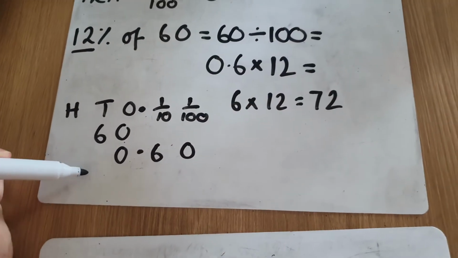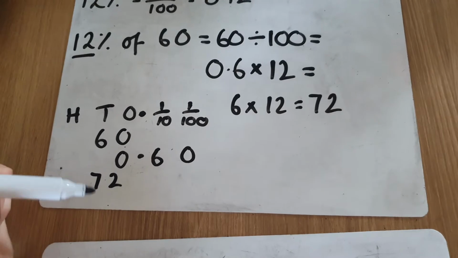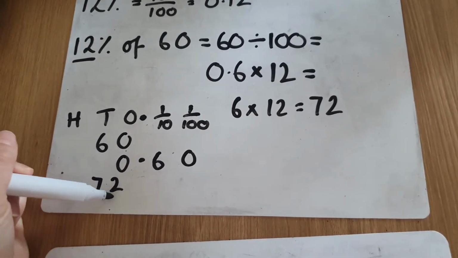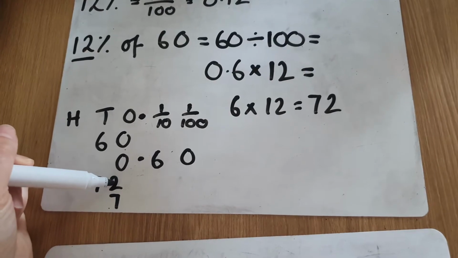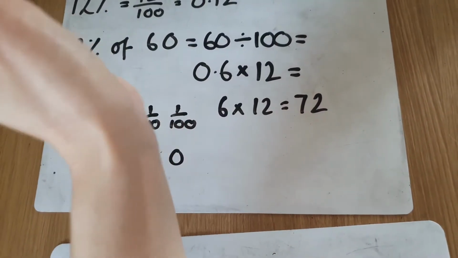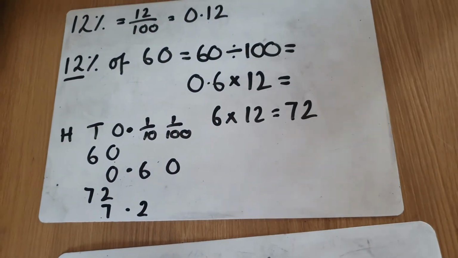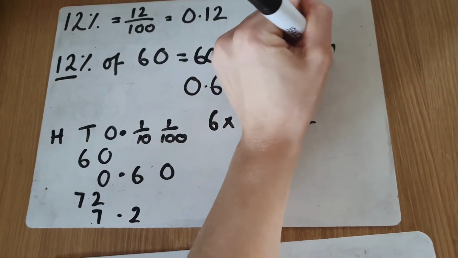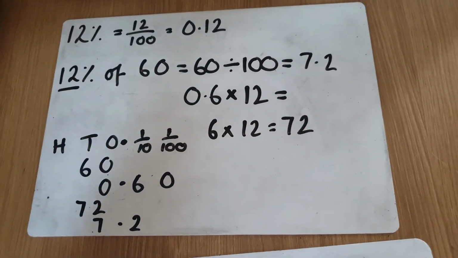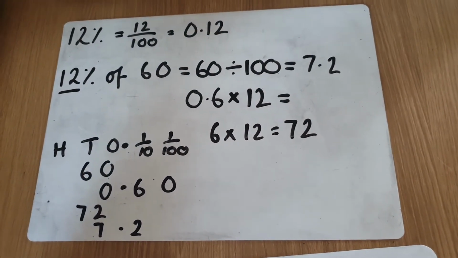Again, they can come back over to the place value chart. So dividing by 10, we need to move it one place. So the 7 is going to move into the ones column and the 2 is going to move into the tenths column. So then your answer is 7.2. You can also do it a slightly different way.